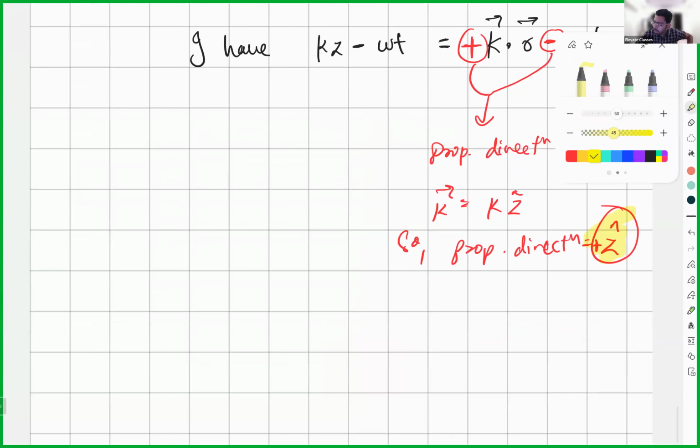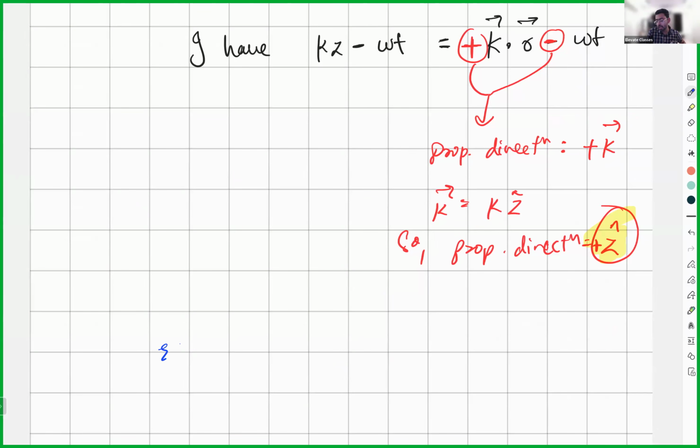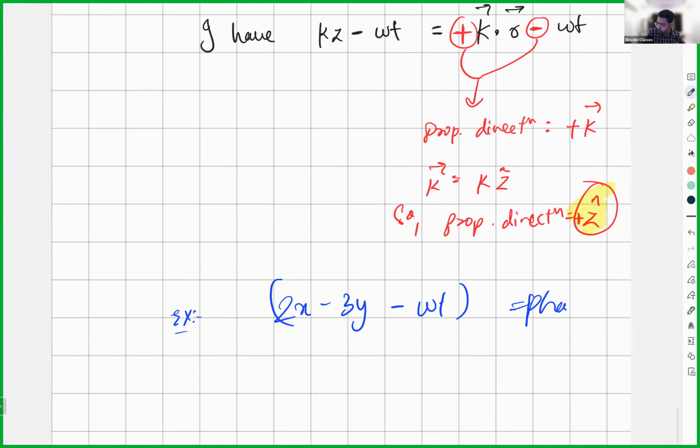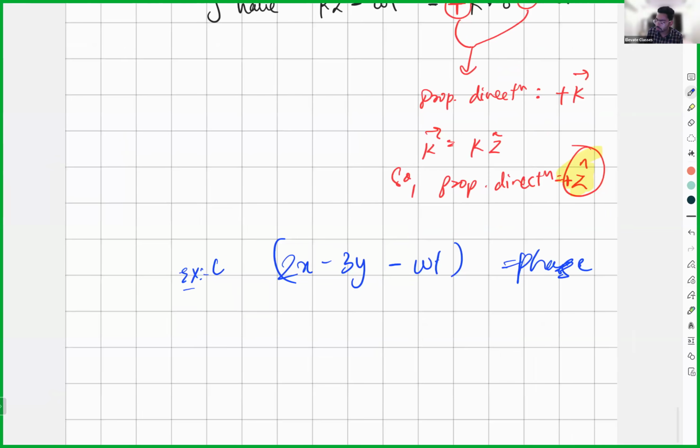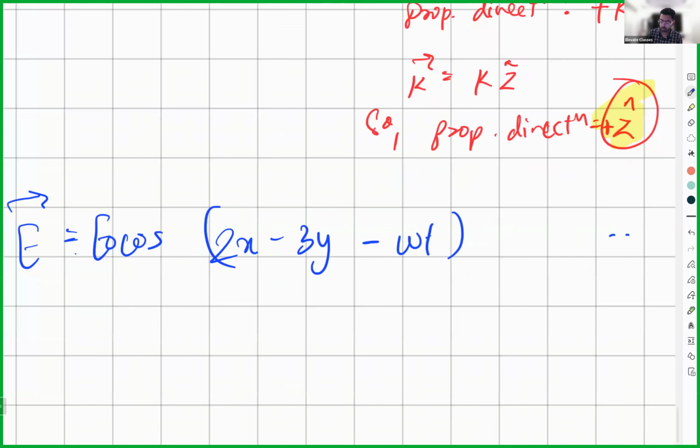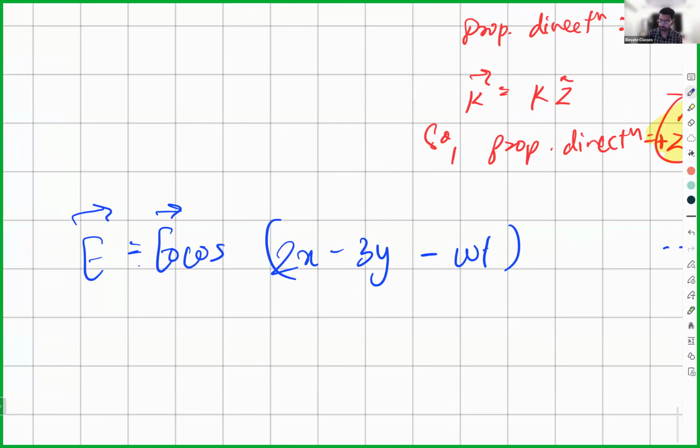Now imagine if I have some case like, let us say, 2x minus 3y minus omega t as the phase. So let us say I have an expression of electric field that is E naught vector cos of this thing. It can be along i cap, j cap, anything.